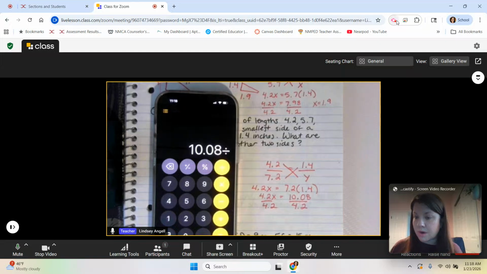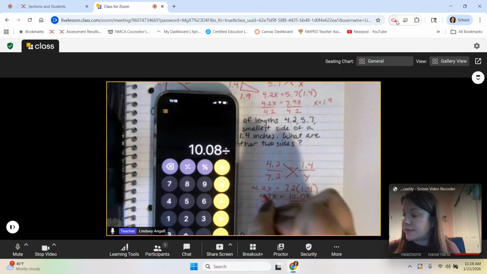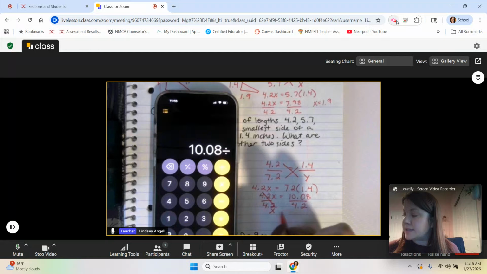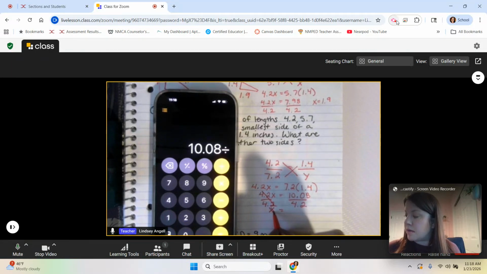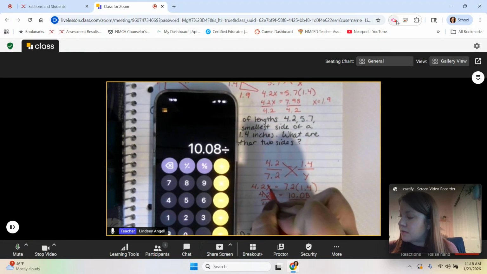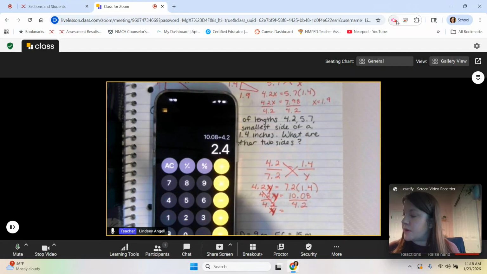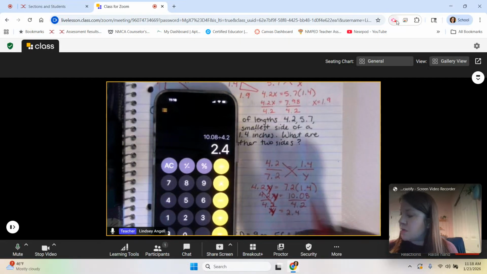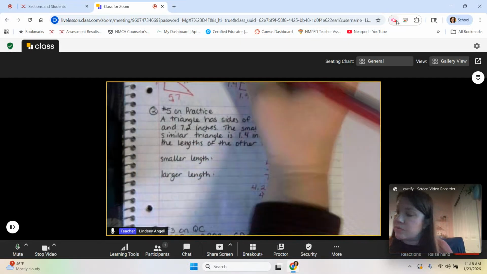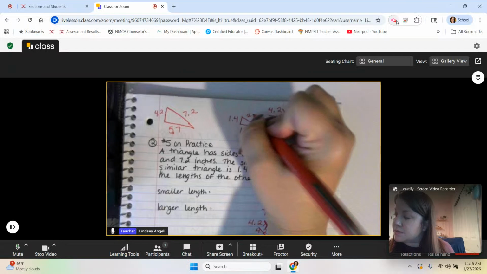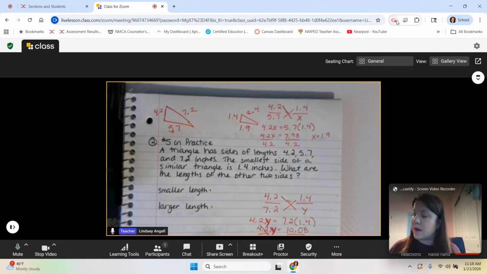It's the exact same process each time, just different numbers. Those will cancel, and then, oops, it was y. Oops, I changed my variable on you guys. I'm so sorry. This should be y. And then divided by 4.2 gives me 2.4. So, coming back up here, this longest side would have been 2.4.